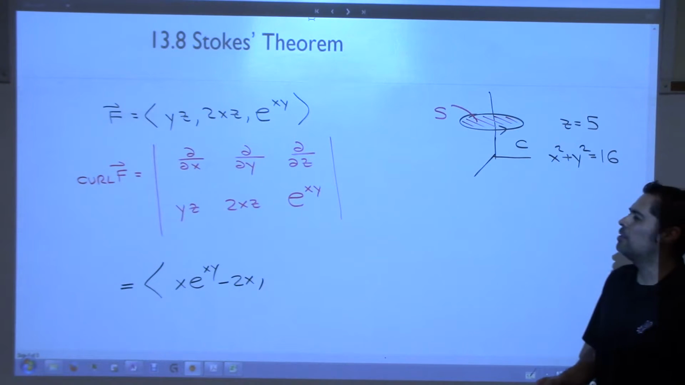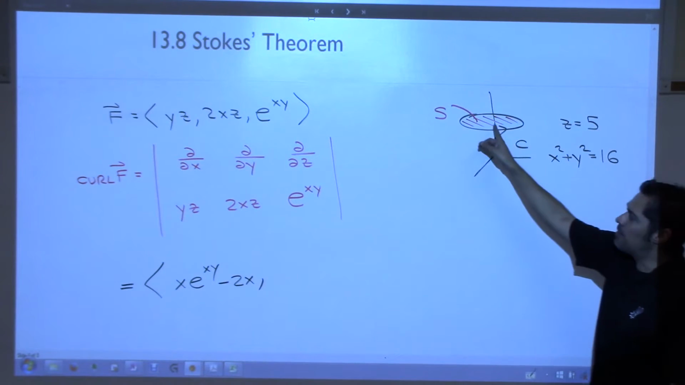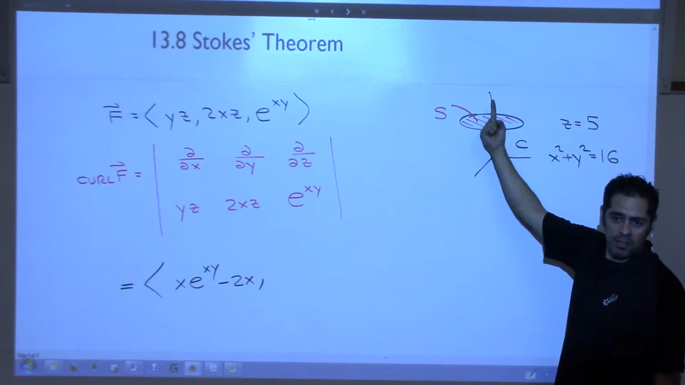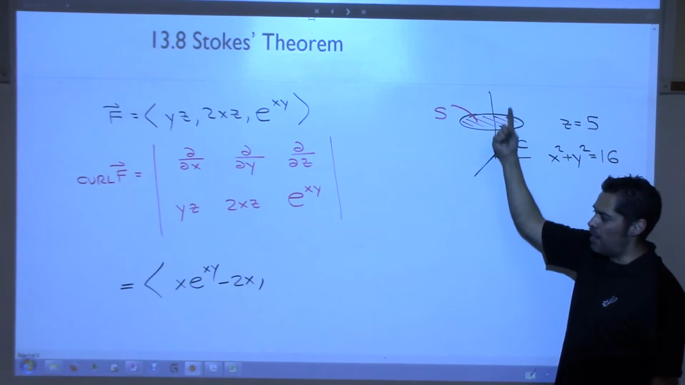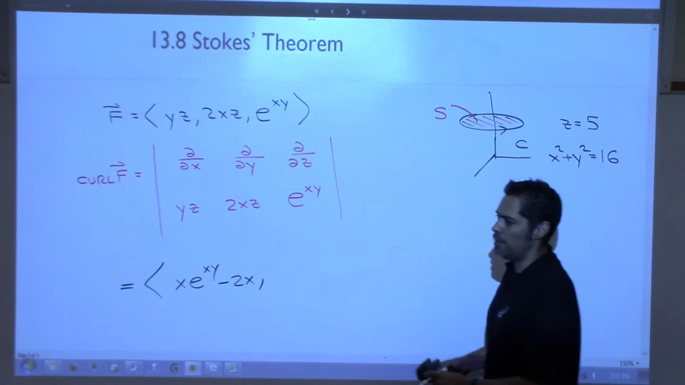I want to see if any of you can foresee where we're going here. Can anyone tell me the only thing that's going to matter from this curl? And why? The z component. Because we're going to use the fact that this surface has a normal that points up only, which means the normal is 0, 0, 1, which means when I dot it with the curl, the only thing that matters is the last piece, right? But we'll compute the whole thing anyway.